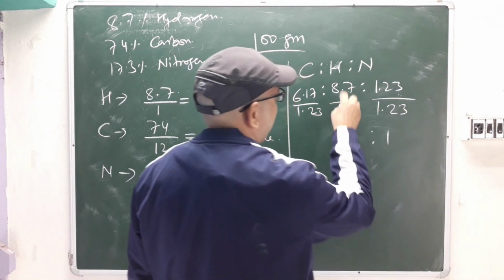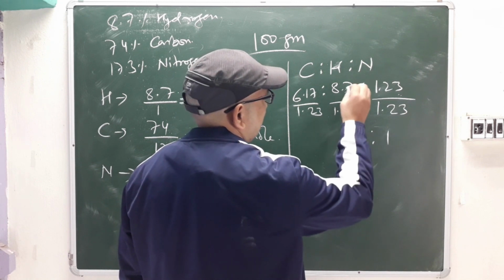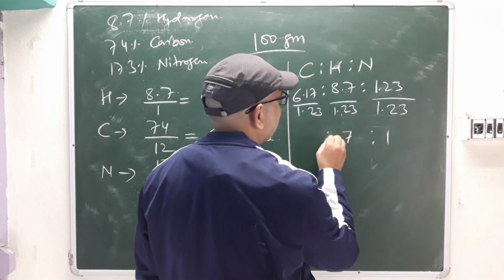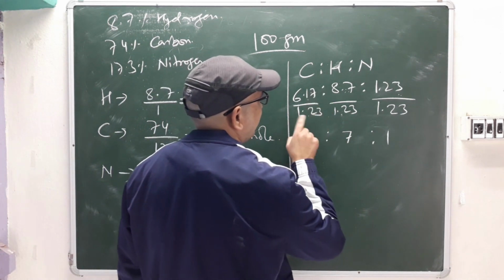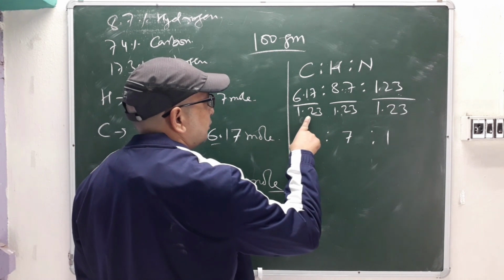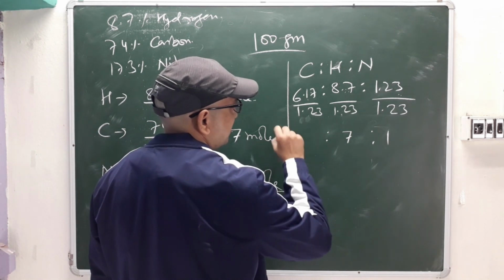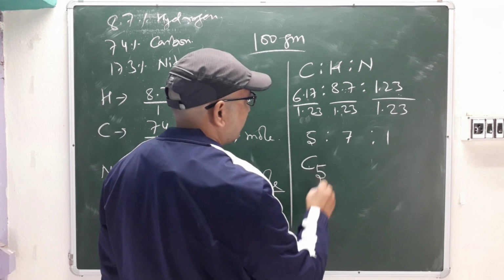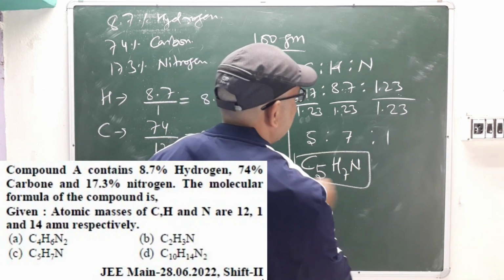This will be like 12, it will be like 84, right? So 84 means 7 times. 12 sevens are 84. So it will be around 7 times. Approximately you have to take, because a whole number you need. A fraction won't help you out. So now here it will be like 1. I think 12. 5 times it will be 60, right? 12 fives are 60, so it will be like 5. So 5 is to 7 is to 1, so we can write it C5H7N1. This will be the empirical formula, right?